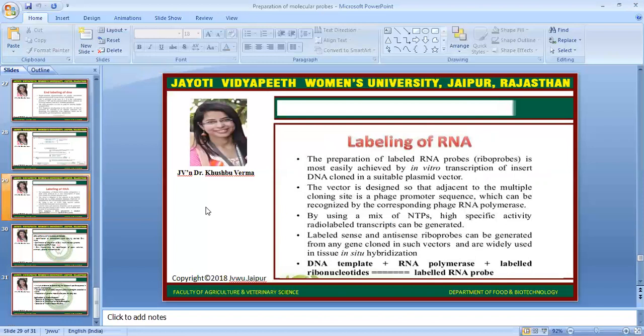If we talk about the labeling of RNA, the preparation of labeled RNA probes, which are known as riboprobes, is most easily achieved by in vitro transcription of insert DNA cloned in a suitable plasmid vector. The vector is designed so that adjacent to the multiple cloning site is a phage promoter sequence which can be recognized by the corresponding phage RNA polymerase. By using a mix of the NTPs, high specific activity radiolabeled transcripts or non-radiolabeled transcripts can be generated.